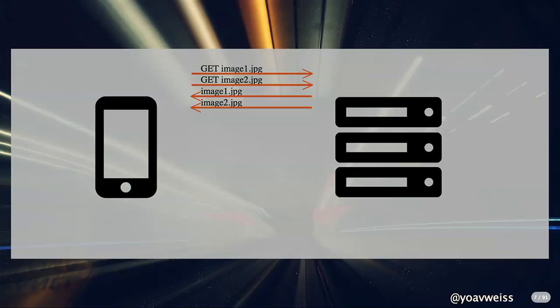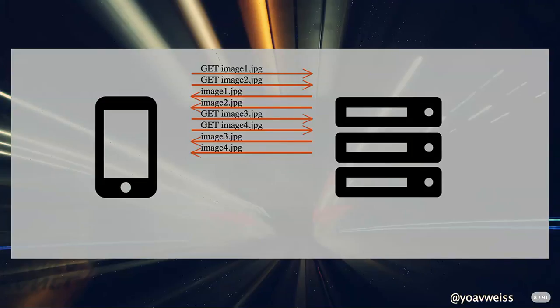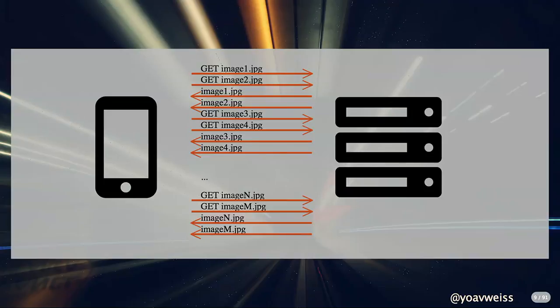Just to illustrate, we would download 2 images at a time, send 2 GET requests in parallel, get the responses for that, then send 2 more, and so on and so forth, until all the different requests were downloaded.